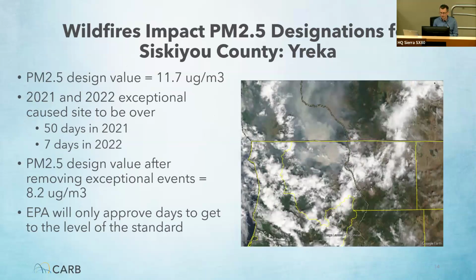So for this round of designations for Siskiyou County, we looked at exceptional events from 2021 and 2022. There were 50 days in 2021 and 7 days in 2022 that caused their design value for 2023 to be over the 9 microgram standard. So their initial design value before looking at exceptional events is 11.7 micrograms per meter cubed. Once those days are reviewed and removed, you have a design value of 8.2. And there's a significant amount of work that goes into successfully demonstrating that the impacts of these specific events were the cause of this area being over the standard. And so you only work with EPA to approve as many days as you need to be below the standard, in this case, the 9 microgram standard.